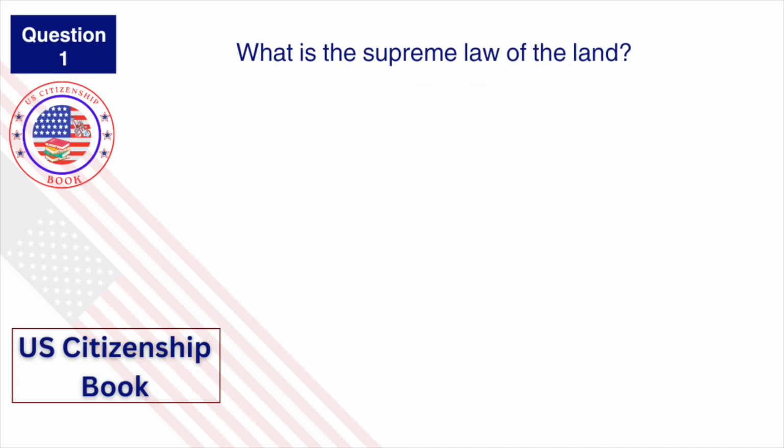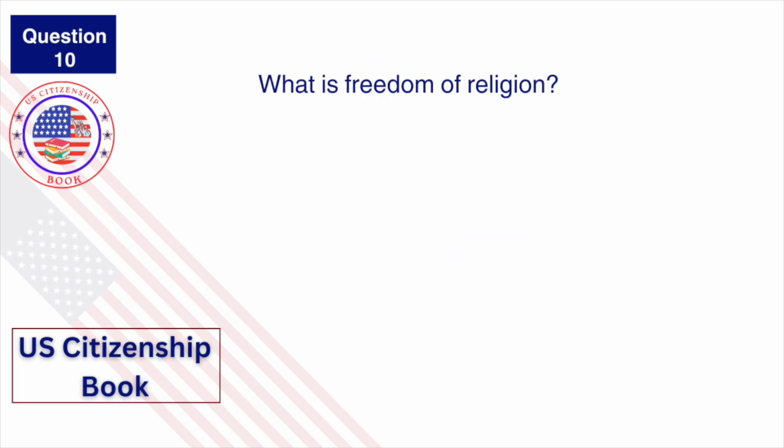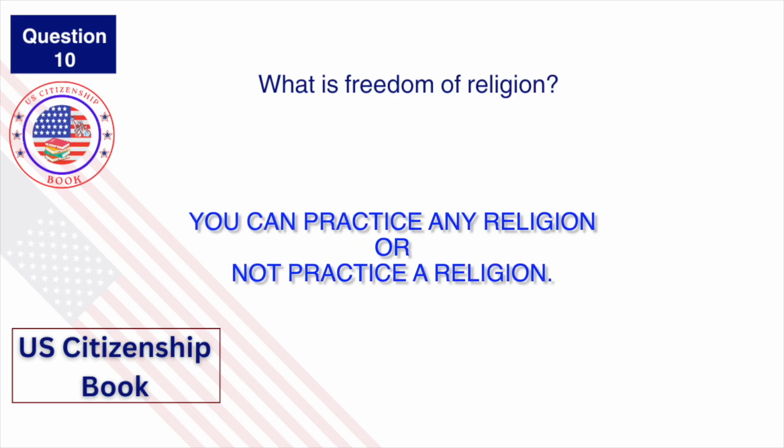What is the supreme law of the land? The Constitution. What stops one branch of government from becoming too powerful? Checks and balances. What is freedom of religion? You can practice any religion, or not practice a religion.